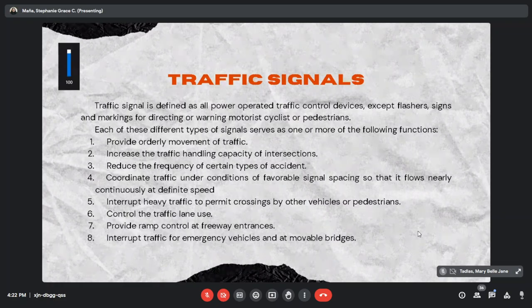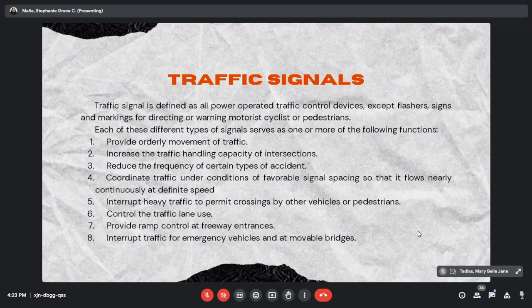Sorry, naglag ko. So, traffic signals. Traffic signals is defined as all power-operated traffic control devices except flashers, signs, and markings for directing or warning motorists, cyclists, or pedestrians. So, each of the different types of signals serves as one or more of the following functions. So, first niyang function is to provide orderly movement of traffic.